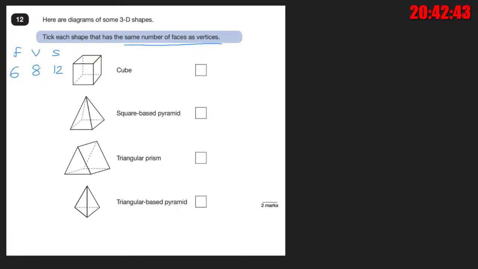Square base pyramid has 5 faces and 5 vertices, and sides or edges is 4 plus 4 is 8. Triangular prism, it's going to be 5 faces and 6 vertices, and sides are 9. So 3 plus 3 is 6, and 9. Triangular base pyramid, faces are 4, corners are 4, and edges are 6.